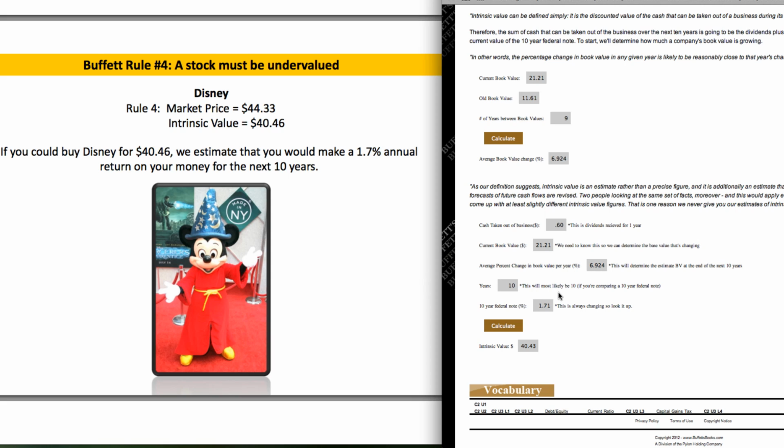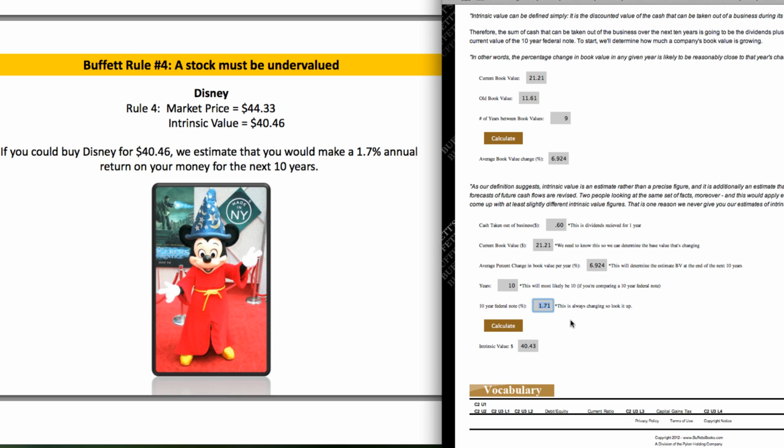When we come back over here to the intrinsic value calculator, we were using the 10-year federal note at 1.71%, and we're using that because that's considered a zero-risk investment. So if I was given the choice between buying Disney for $40.46 or investing in a 10-year federal note, which one am I going to choose? Well, obviously, I would pick the 10-year federal note because that one has zero risk, where the Disney company has more risk that it might not produce those returns that we estimated. They could be higher, they could be lower.